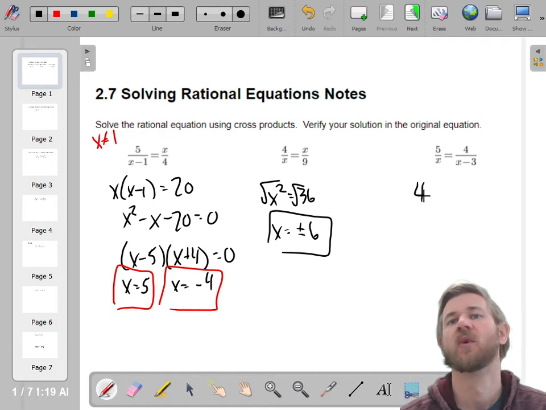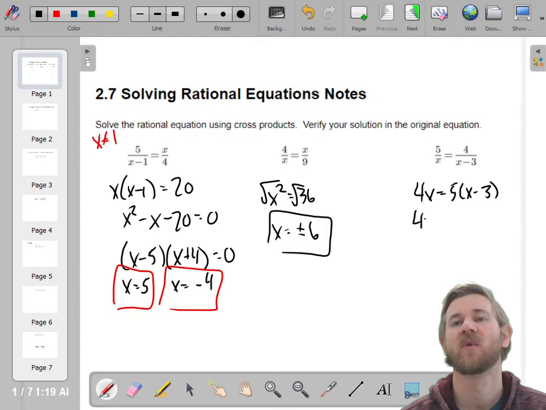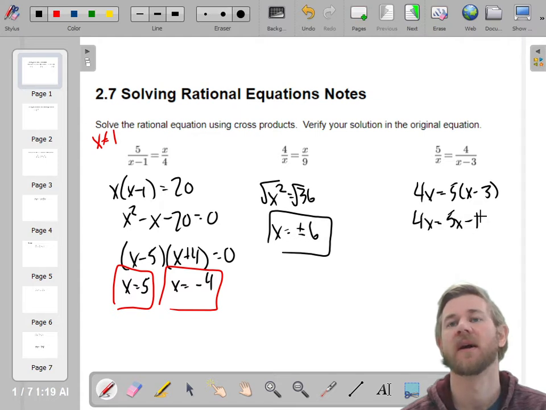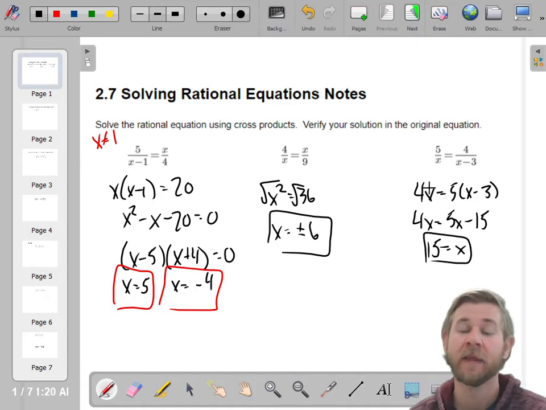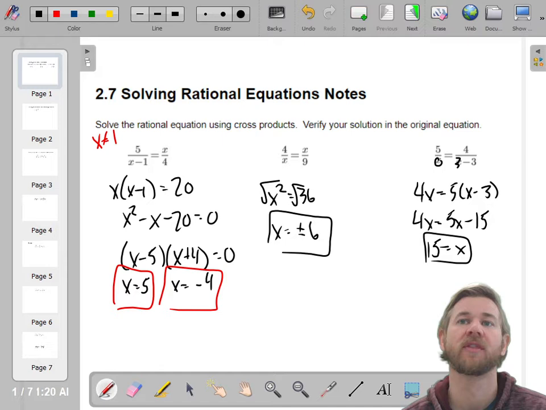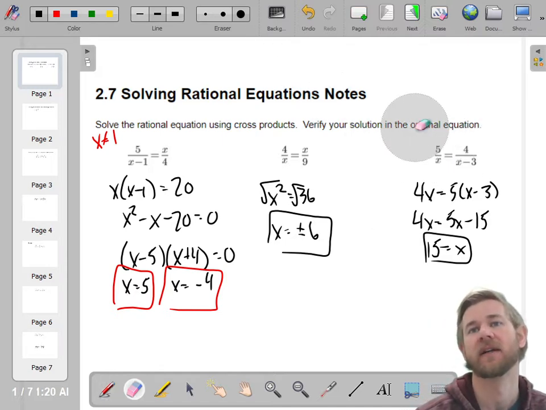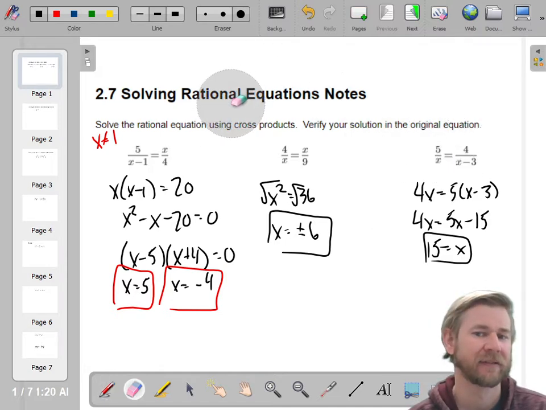One more. 4x equals 5 times x minus 3. 4x equals 5x minus 15. I'll add 15. I'll subtract 4x. x equals 15. That's in the domain. But had I gotten 0 or 3, then I would have said extraneous. So I keep saying this, but it hasn't happened yet.